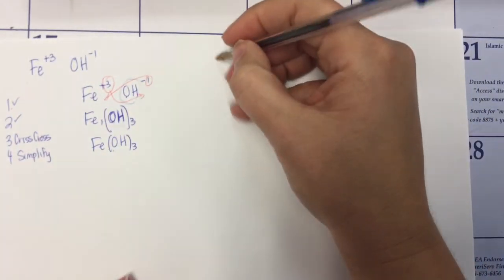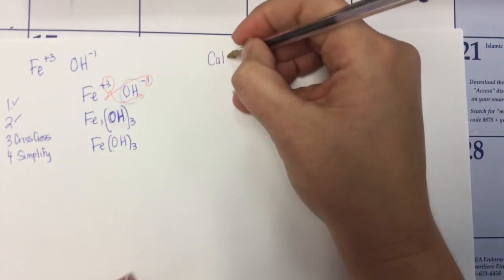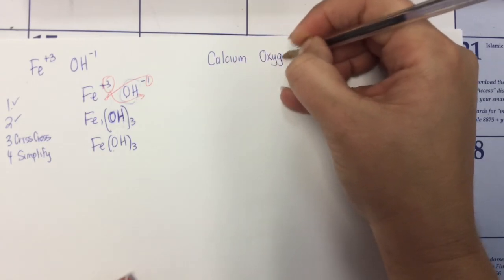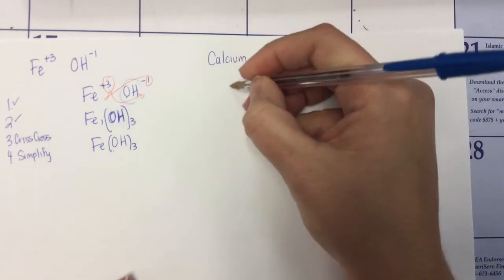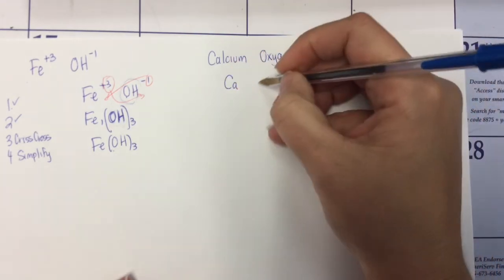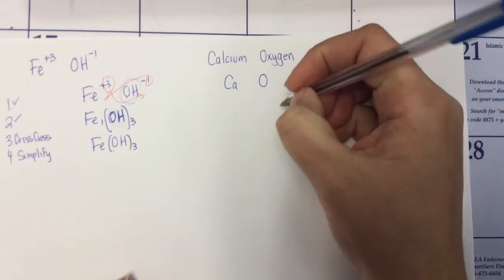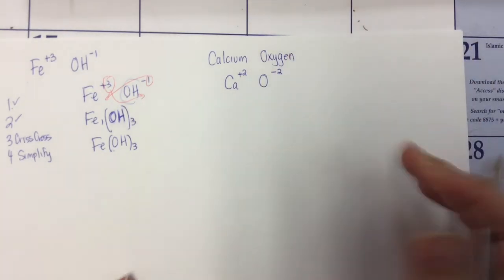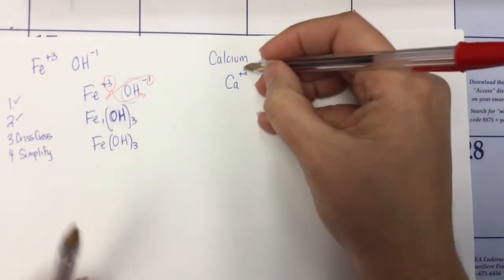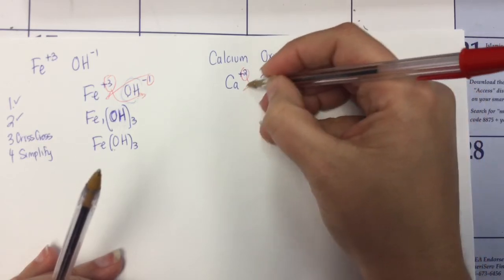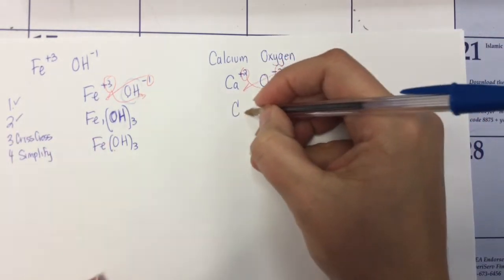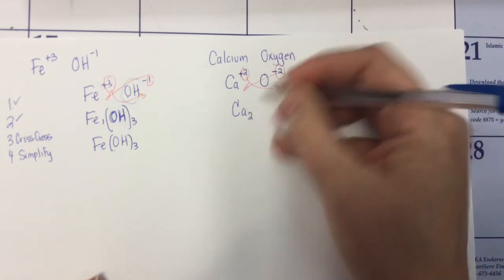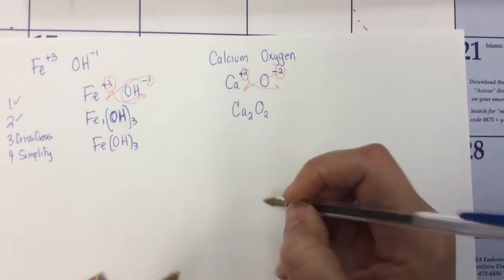Another example might be if I gave you calcium, and let's do oxygen. Okay, first step, find the symbols. So calcium is Ca, oxygen is O. Second step, find the charges. We have a +2, we have a -2. Third step, crisscross. So the 2 goes over here and this 2 goes over there. So when I rewrite it, I would have my Ca with my 2, just the 2, and my O with this other 2.